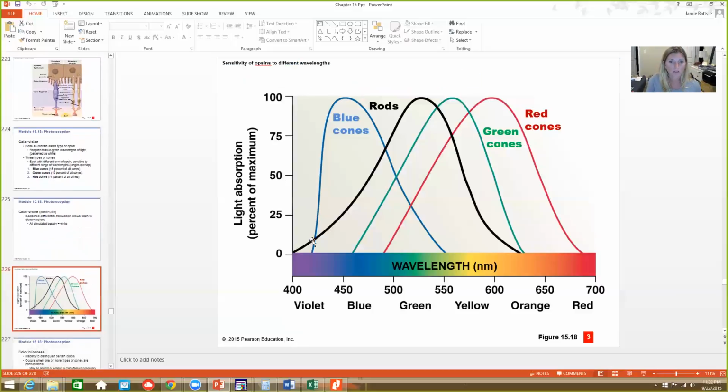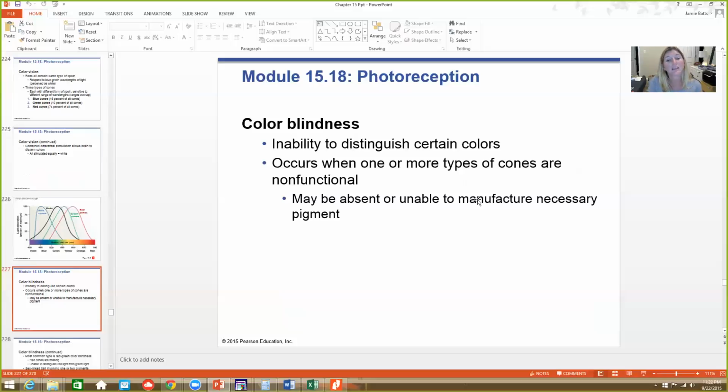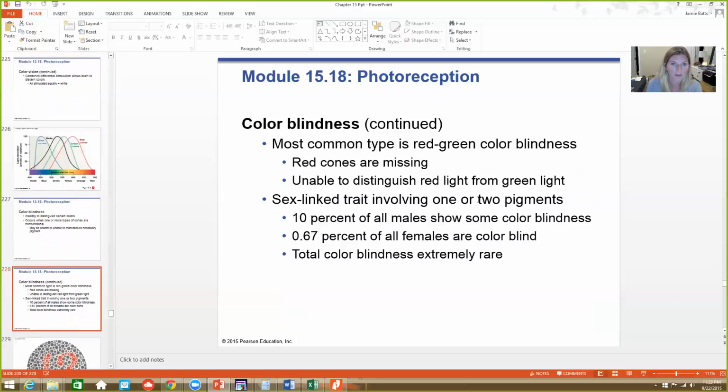So it's all based on these wavelengths of light. All of these wavelengths of light are going to trigger the rods and cones at different receptors, which is going to cause them to send different signals. Color blindness is the inability to distinguish certain colors. This occurs when one or more types of cones is not working. They may be present, or they may be absent, or, if present, unable to function, unable to manufacture the pigment that they need.